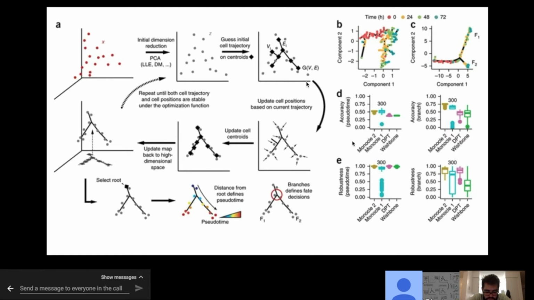Monocle 2, of course, is the tool they're presenting here. Monocle 1 was a previous iteration that just used a minimum spanning tree instead of this DDR tree approach. And DPT and Wishbone, I forget what their underlying methods are. But if I remember correctly, they are sort of variations on probabilistic state modeling and minimal spanning trees.